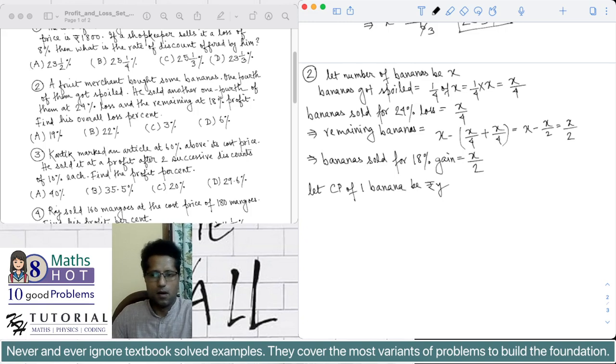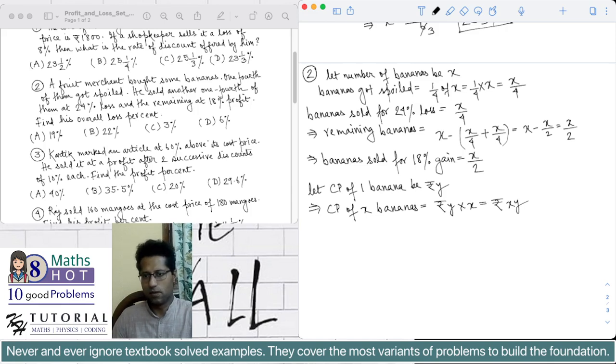Now what was the cost of X bananas? The total number of bananas we have assumed to be X, that is, X number of bananas was purchased by the fruit merchant. So the CP of X bananas is equal to rupees Y multiplied by X, which is rupees XY. So this is the total cost price of X number of bananas. Now we have to see what is the total selling price.